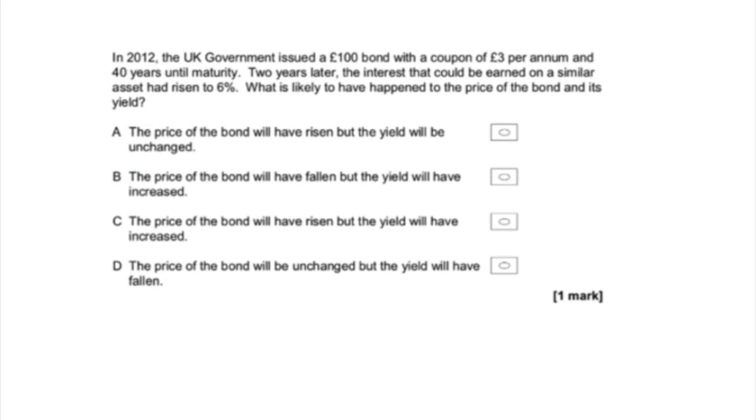If the UK issued a £100 bond with a coupon of £3 per annum and 40 years until maturity, 2 years later, the interest rate that could be earned on a similar asset has now risen to 6%. What is likely to have happened to the price of the bond and its yield? Again, if you pause the video, have a go, and then I'll quickly go over the answers.